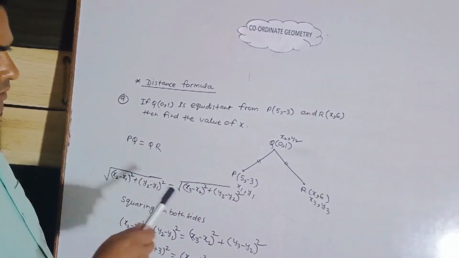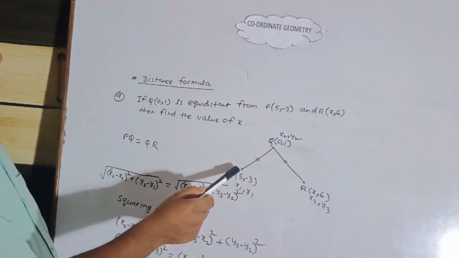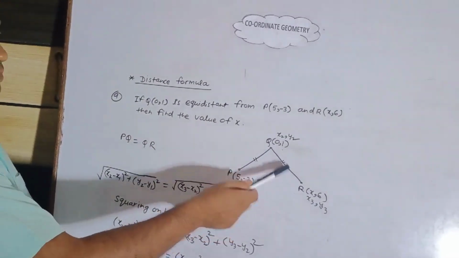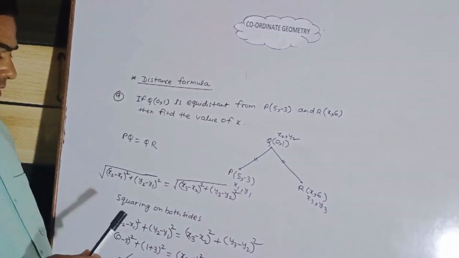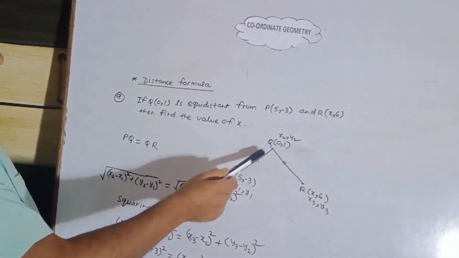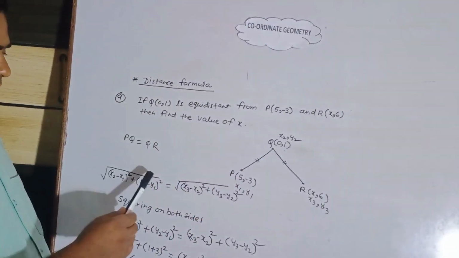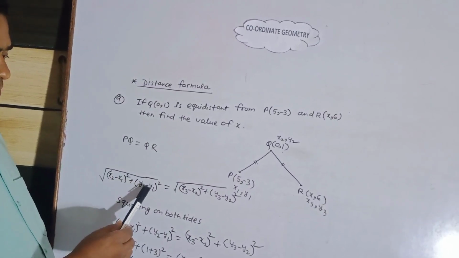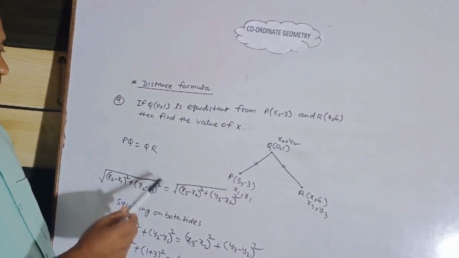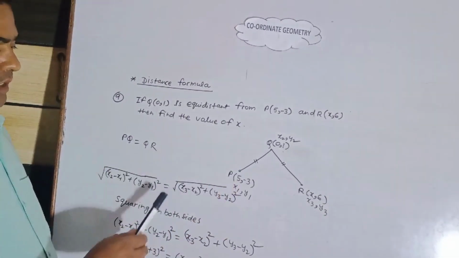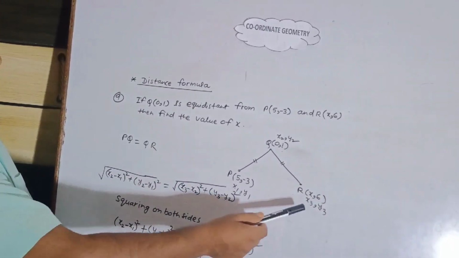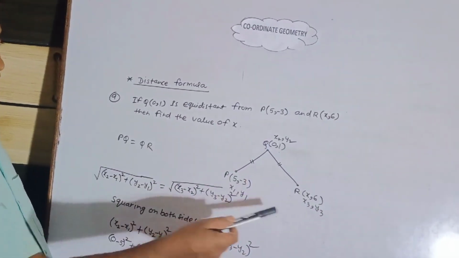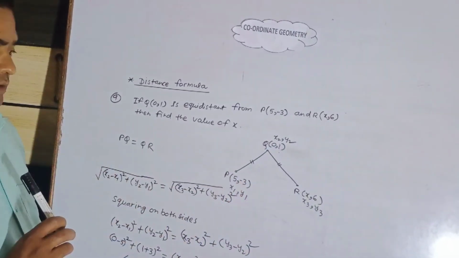Now students, what is given? These two distances are equal. PQ is equal to QR. We have written here. Now we will find the distance between P and Q. So we are using the formula square root of (x2 minus x1) whole square plus (y2 minus y1) whole square is equal to distance QR. This will be square root of (x3 minus x2) whole square plus (y3 minus y2) whole square.